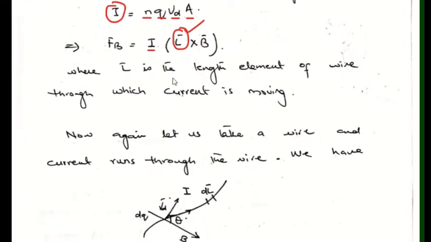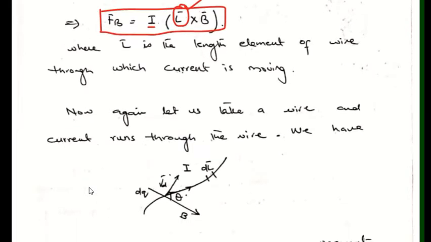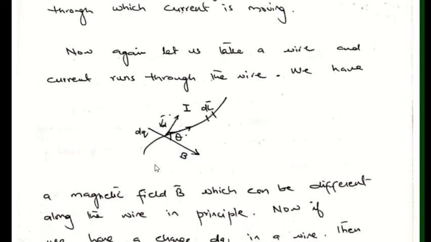So this is one way of calculating the magnetic force on a current carrying wire which is being placed in a uniform magnetic field. Now again, let us consider another wire, and this wire is again placed within a uniform magnetic field B. The charge is dq, because we will be considering a small amount of charge over here.